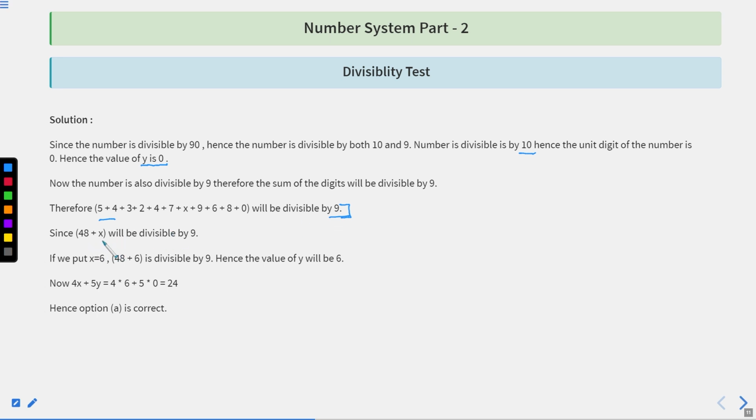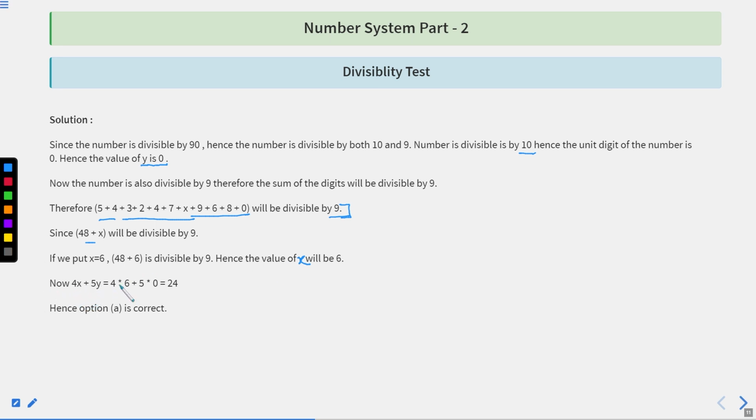Since 48 plus x, on simplification of this complete term, we get 48 plus x, and now we should choose x such that 48 plus x is divisible by 9. So now check, if we put x equal to 6, it is going to be 48 plus 6, that is 54, correct? And we know that 54 is divisible by 9. So hence the value of x should be 6.